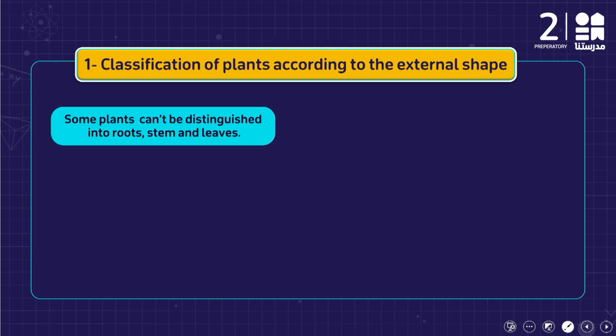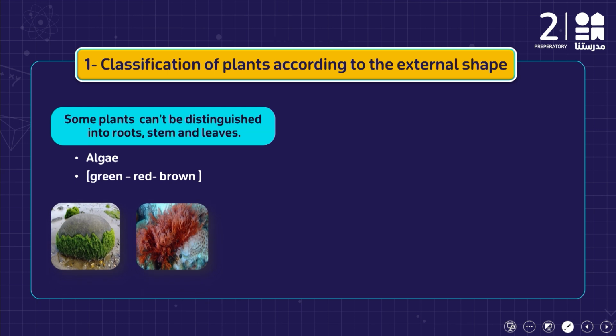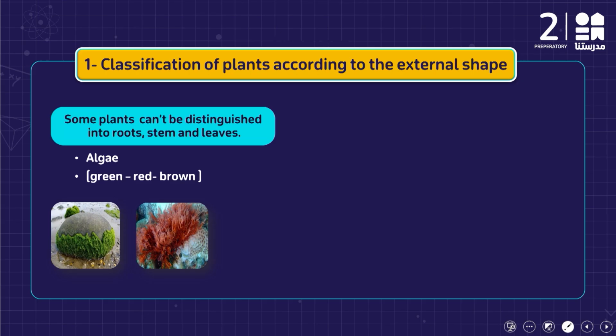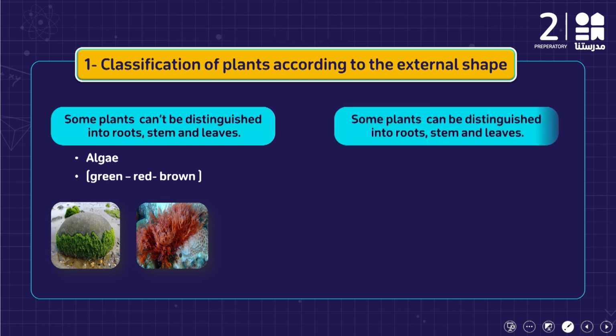Some plants can't be distinguished into roots, stems, and leaves, such as algae. As you see here in front of you, algae doesn't have any roots or stem or leaves. So how can we differentiate between them? We can differentiate between them by their color. So there is green algae, red algae, and brown algae. So the first group, plants cannot be distinguished into roots or stem or leaves. What about the second group?